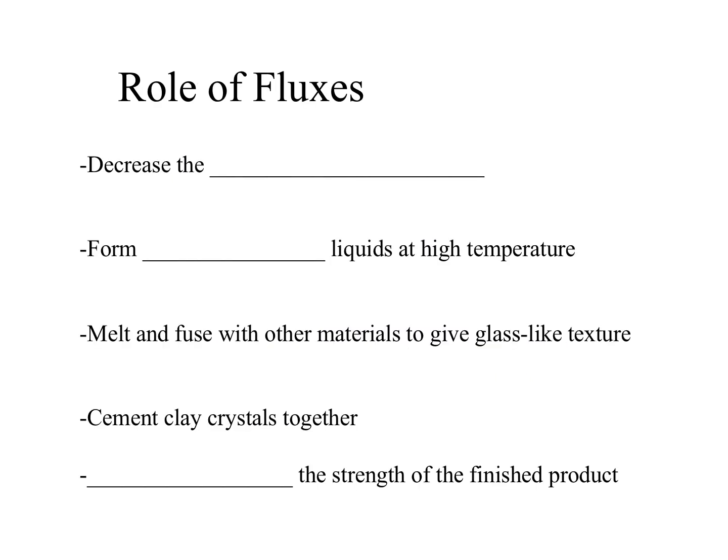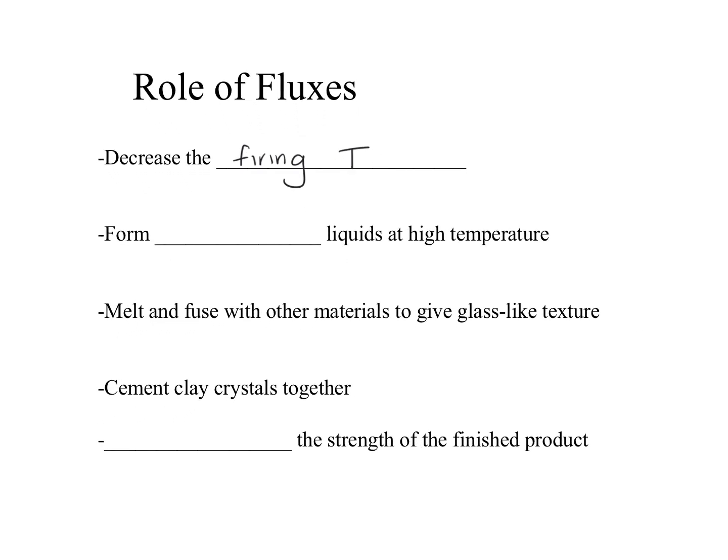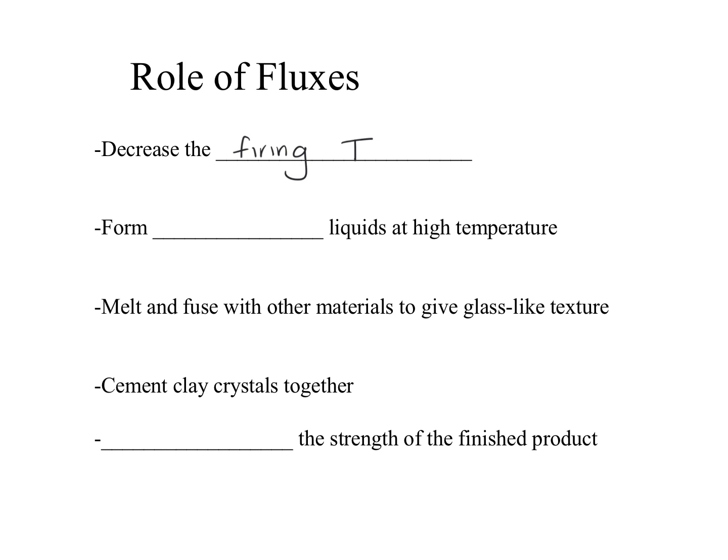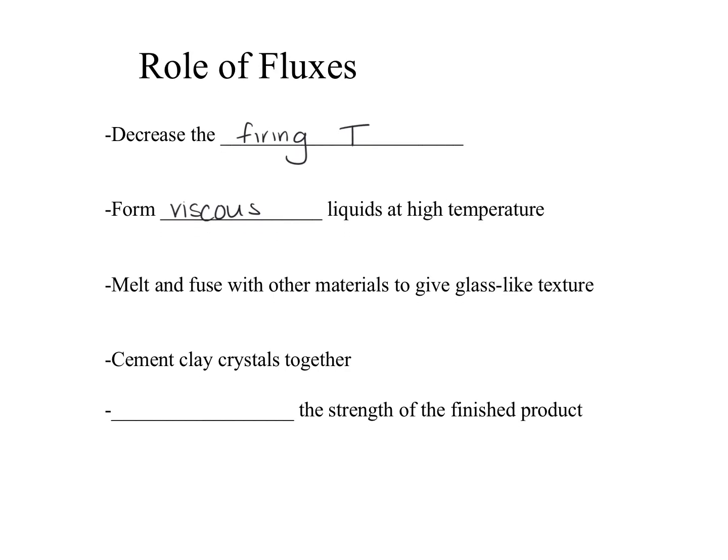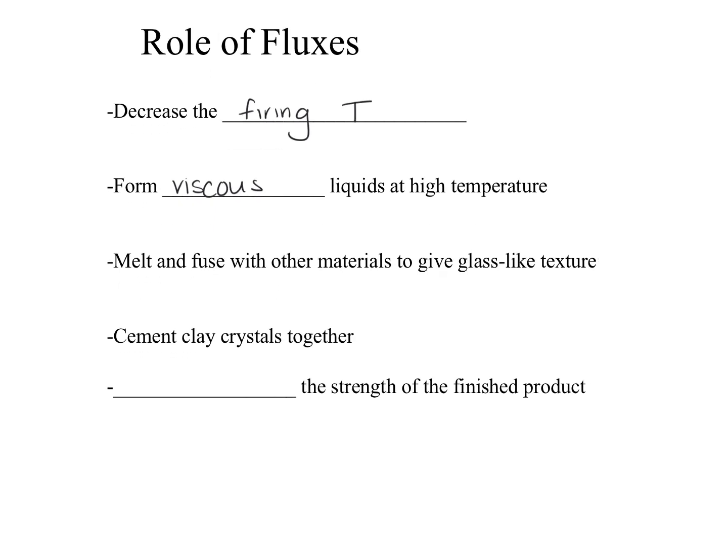And then the last one that you would mix together would be a flux. Now remember, fluxes are going to decrease the firing temperature of those clay bodies. So we won't have to fire it quite as high, and that saves on energy and time. They form viscous liquids at high temperatures. They're going to melt and fuse with other materials to give glass-like texture. And so that's going to cement those clay crystals together, and then it increases the strength of that fired finished product.